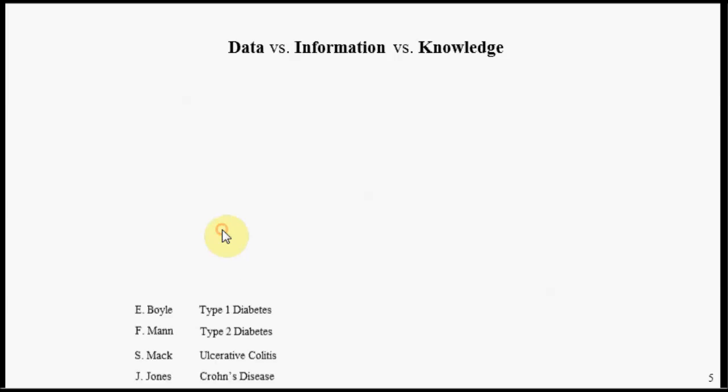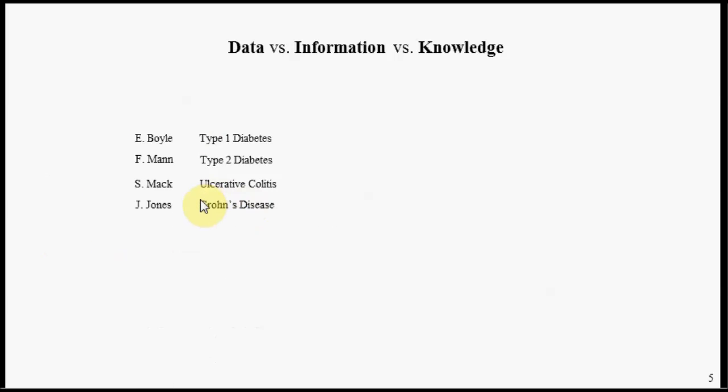Let's look at the difference between data versus information versus knowledge. If I showed you the following, would you consider this to be data or information or knowledge? Well, it turns out it's just data. The reason why is because you look at this and it looks like a column of names. That's because it is something you recognize. This looks like a column of diseases. That's because you're familiar with it. But by itself, it is merely data, just text strings.